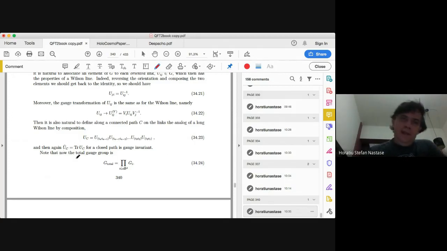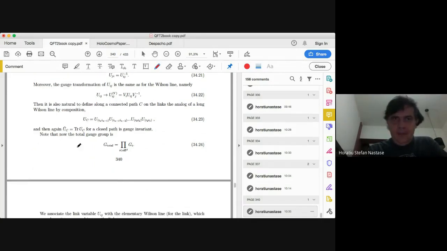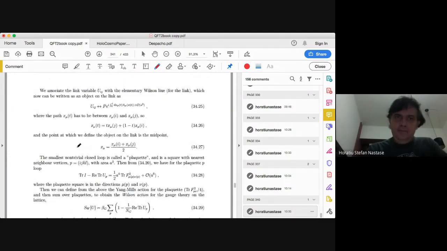And then finally, for the Wilson line itself, I take a closed connected path, and I take U of C, and I take its trace. And also, again, because of this transformation law for the individual links, for the total one with the trace, we have a gauge invariant object, U tilde of C.